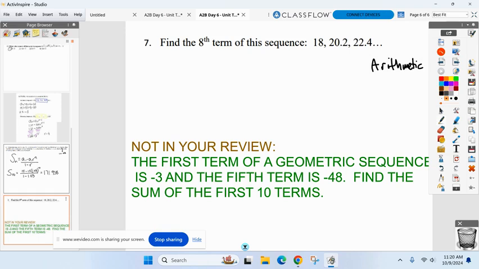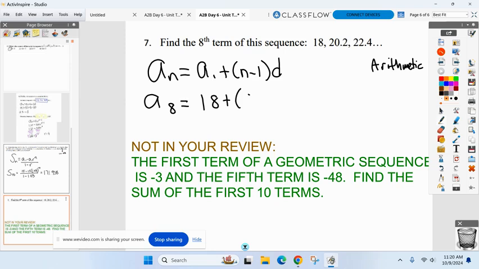Everyone ready? Go to your formula sheet. Arithmetic formula. Finding the 8th term. First term, 18. N value is 8. All right, here's what I worry about. Can you find what the D, the common difference is going from 18 to 20.2? Add 2.2. So there's the D value. Yep. Want to make sure we're good there.